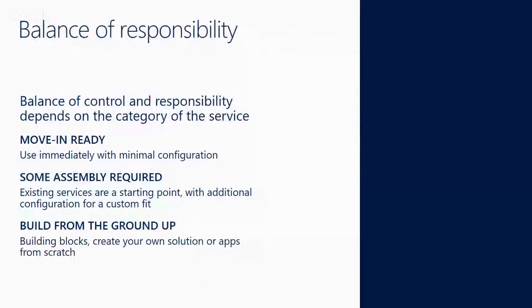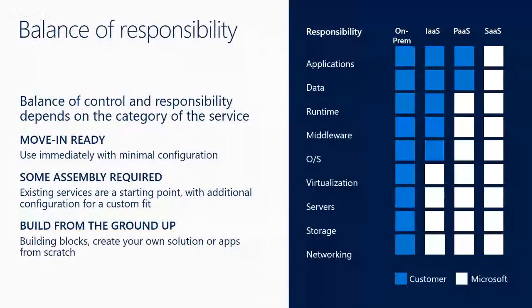So let's take a look at this diagram to give you a very clear understanding of what you need to handle, what is exactly handled by Microsoft, and what is going to be handled by you as well. The blue color is what you need to do. If you are on-prem, as you can see, you need to cover the application, the data, the runtime, middleware, OS, virtualization, servers, storage, and networking.